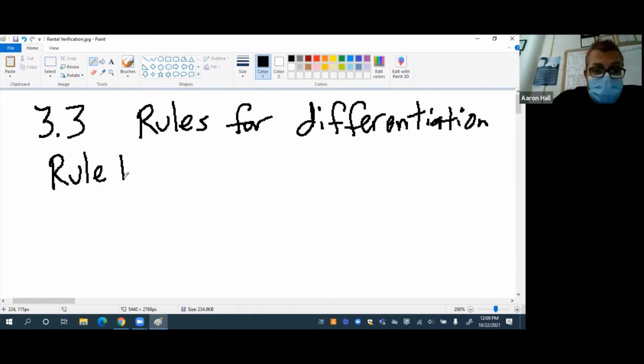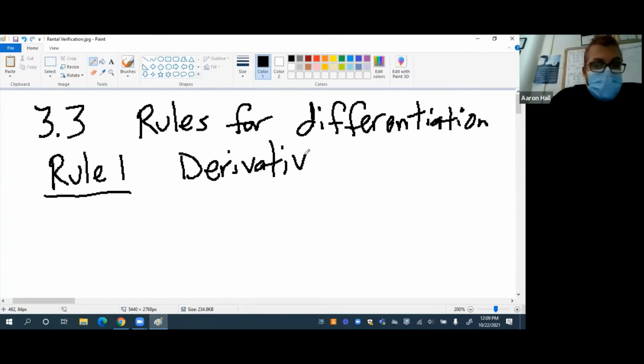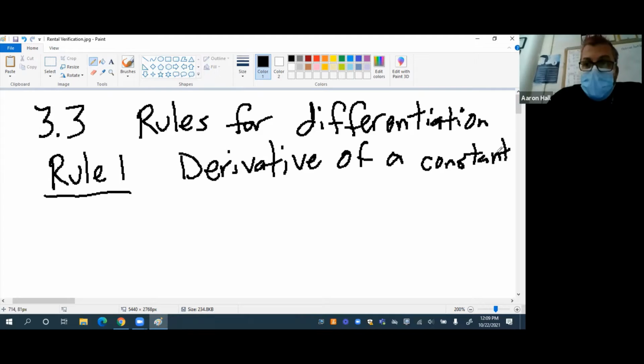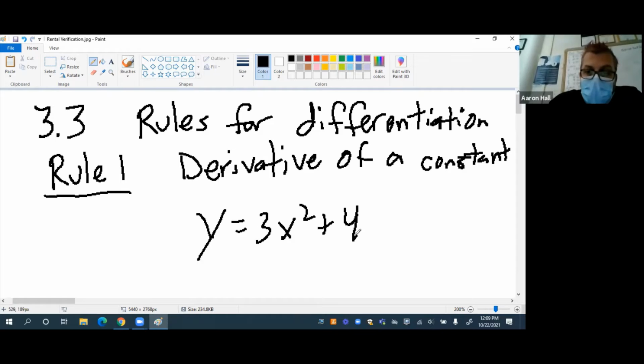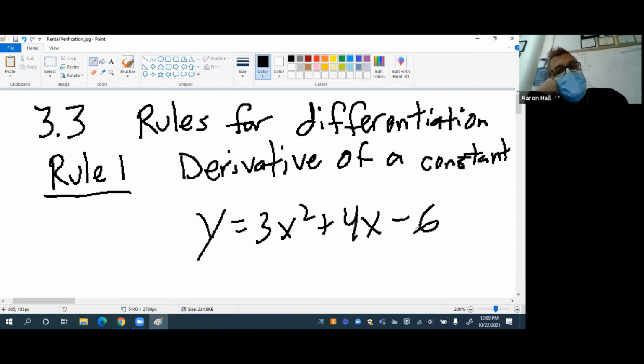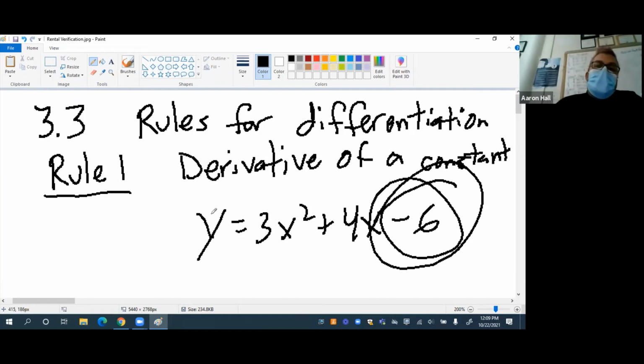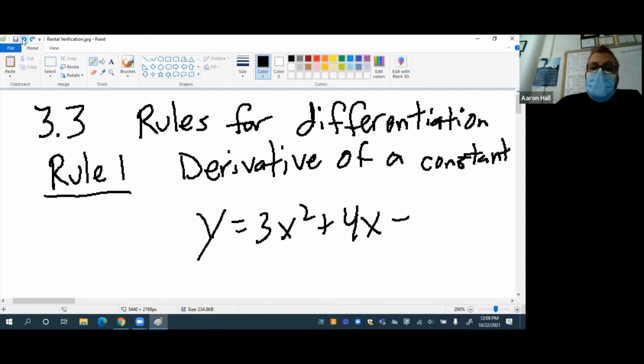The derivative of a constant. Well, what is a constant? If I have something like y equals 3x squared plus 4x minus 6, what is my constant? This -6 right here is my constant, it doesn't change. If I want to find the derivative of a constant, let's look at something simple.